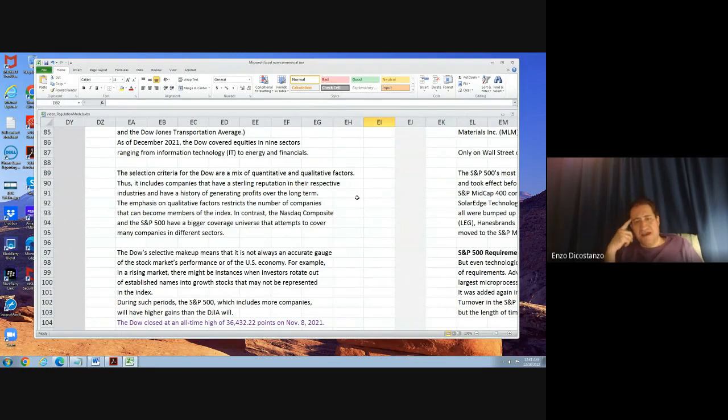In contrast, the Nasdaq and the S&P have bigger coverage universes that attempt to cover many companies in a bunch of different sectors. The Dow Jones is selective, but again, it's only 30 companies. So how much does that really represent the U.S. economy? In a rising market, there may be instances where investors rotate out of established names and dive into growth stocks.